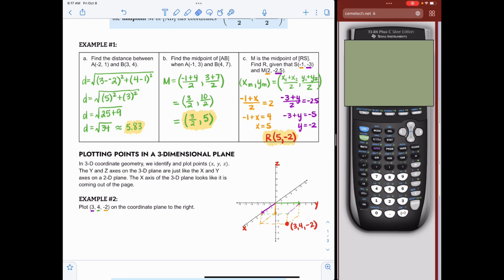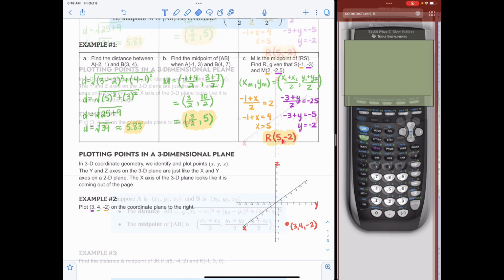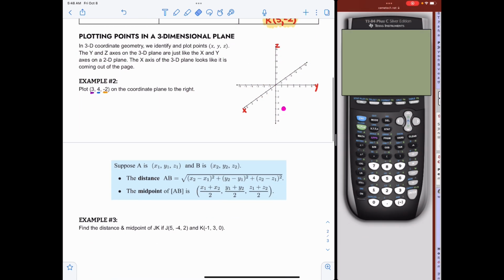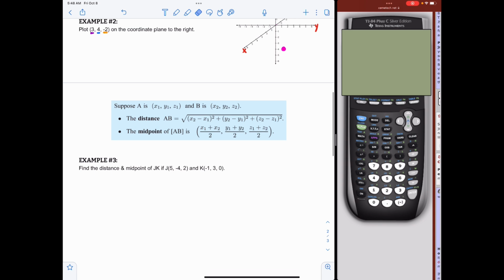So all you're doing is drawing a whole bunch of lines, identifying where on the x, y, and z axes you need to start, and then you're drawing a 3D figure. And then you can locate where your point is. So that is how you draw the point in 3 dimensions. All right. If you need help with plotting points in 3 dimensions, please let me know and I will assist you even further. So now let's look at the distance and midpoint of a 3-dimensional figure.